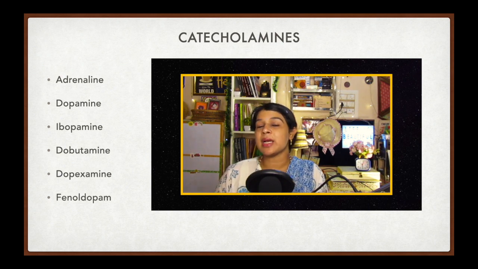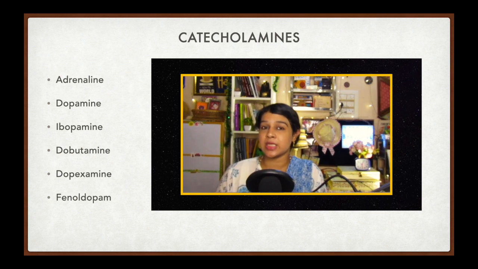Metabolism occurs, as I told you, by the enzymes MAO and COMT. In the liver, it is predominantly by MAO. And because of their very short half-life and such kind of metabolism, their oral use is not preferred. They are not used orally. Now, adrenaline acts on what kind of receptors? Let's get to know about it.